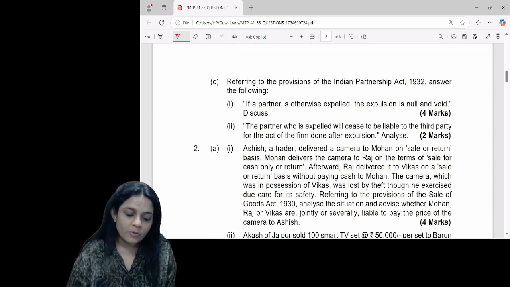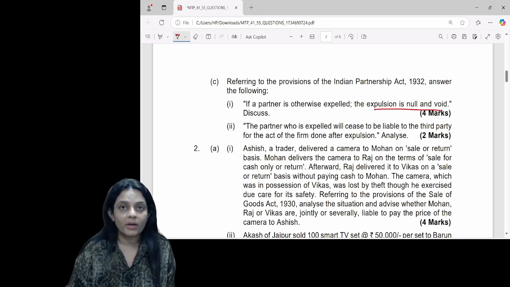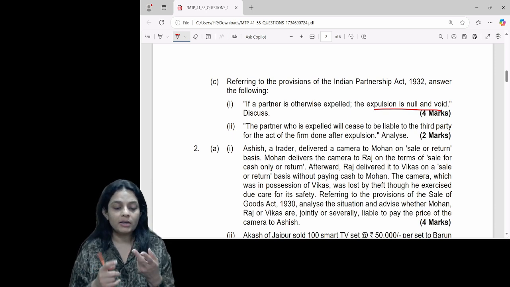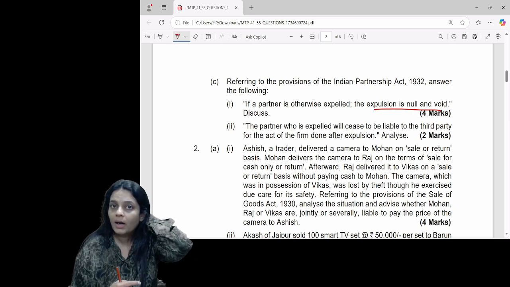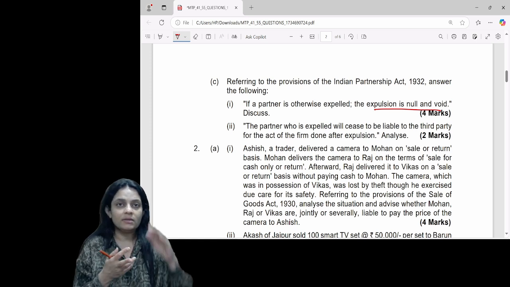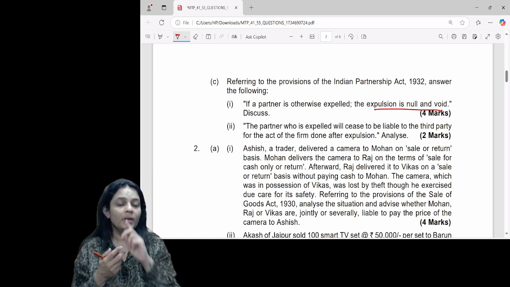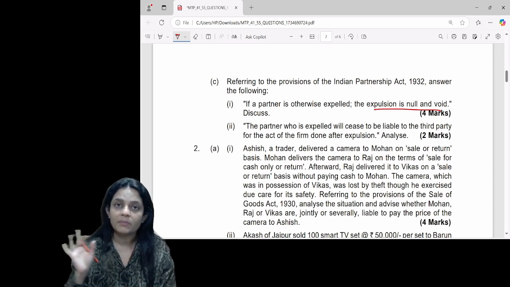Moving forward, referring to the provisions, answer: if a partner is otherwise expelled, the expulsion is null and void. So basically, you have to write 3 conditions. It should be with the consent of the majority, it should be in good faith, and there should be an agreement which gives the right to expel. Good faith means the expulsion is in the interest of the partnership, and the partner to be expelled is served with a notice and given an opportunity of being heard. If the expulsion is not in good faith, it is null and void. So yes, this statement is true.